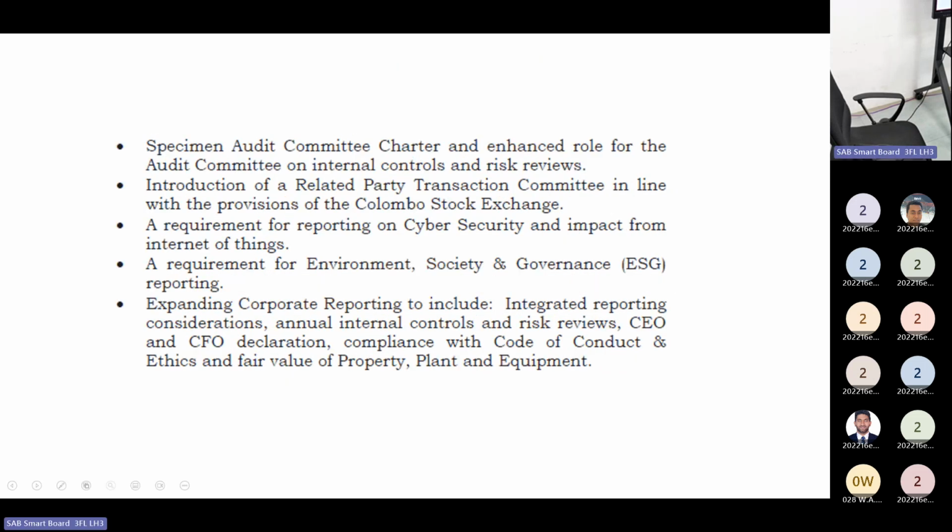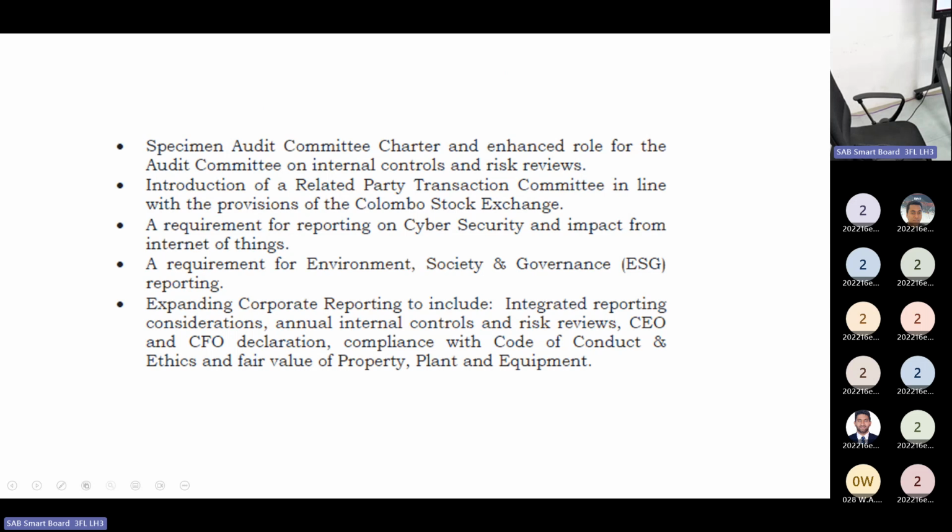Specimen of an audit committee charter. Introduction of what a related party transaction is. They have included cyber security and Internet of Things in the new one. They have also included ESG reporting and expanded corporate reporting. These are not new things for me to teach. You can read and understand these parts.